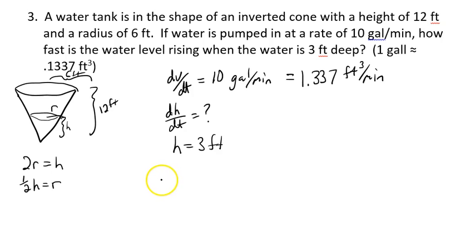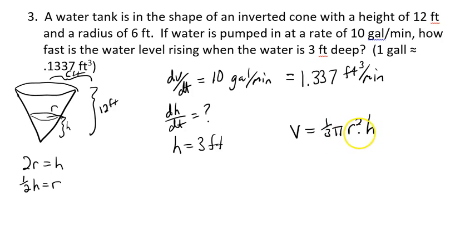Here's how you decide what variable you want. Because I'm trying to find dH/dt and they gave me h, I need the variable in my formula to be h. What formula is that? That is the volume formula for a cone. So volume is 1/3 pi r squared h.